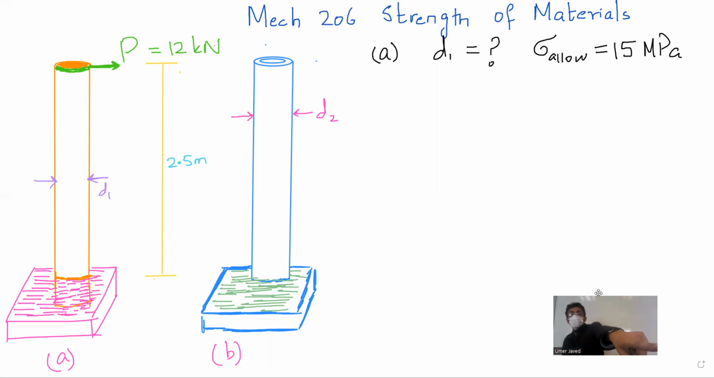So the load is applied right at the corner. You have to give me the minimum diameter D1. Again, focus on part A. If the allowable stress is 15 megapascals, what is your approach? Number one, quickly follow me.